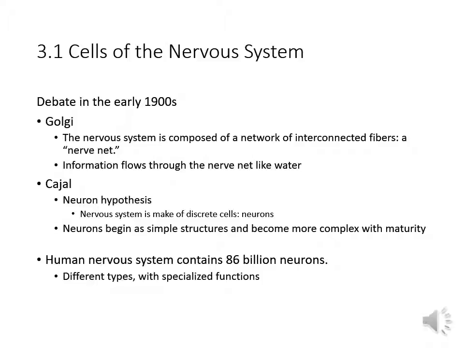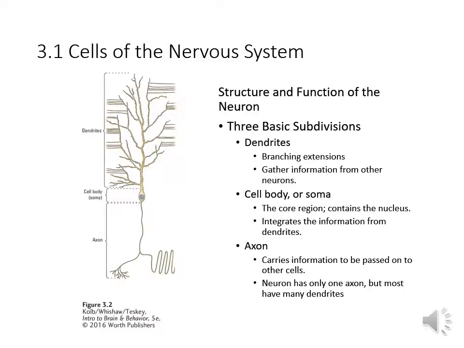Cajal came up with the neuron hypothesis, which is what we now know to be true. He believed that the nervous system was made of discrete cells called neurons. Cajal also, amazingly, figured out that neurons began as simple structures and became more complex as an organism became more mature. We now know that's true, and that the human nervous system contains approximately 86 billion neurons, and there are different types of neurons that have specialized functions.